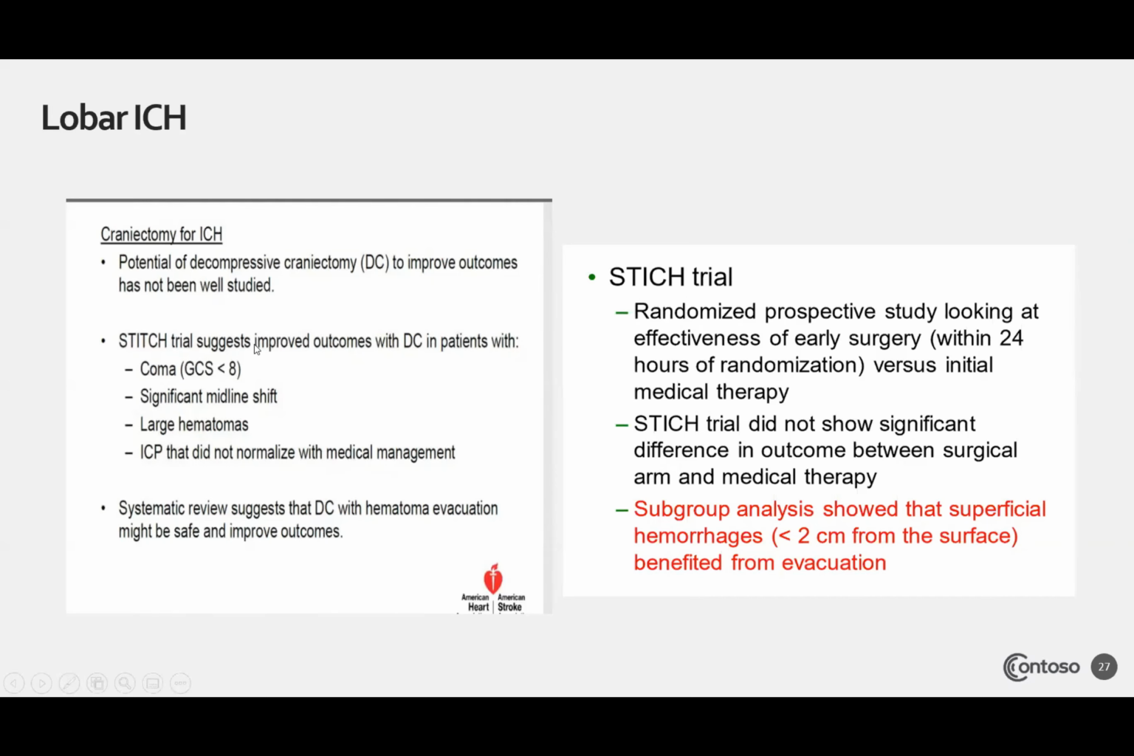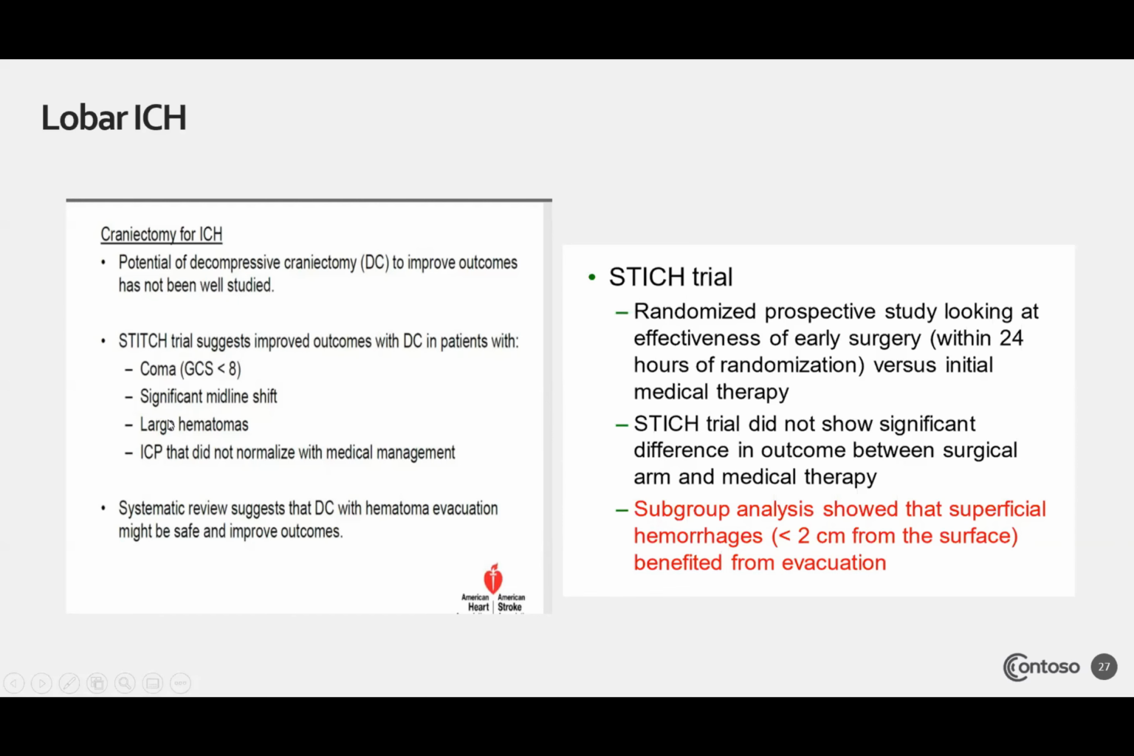STICH trial suggests improved outcome with decompressive craniectomy in patients with coma, GCS less than 8, significant midline shift, lobar hematoma, and ICH that didn't normalize with medical management. Like this, the candidates for surgical treatment: any GCS less than 8, significant midline shift, large hematoma, and the patient is not improving with medical management. This patient can go to a surgical arm.